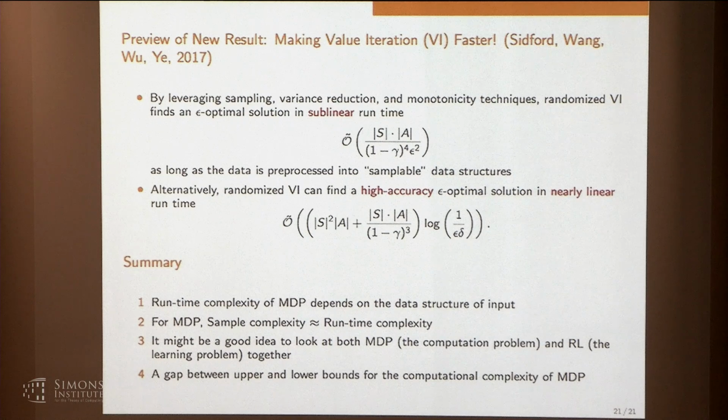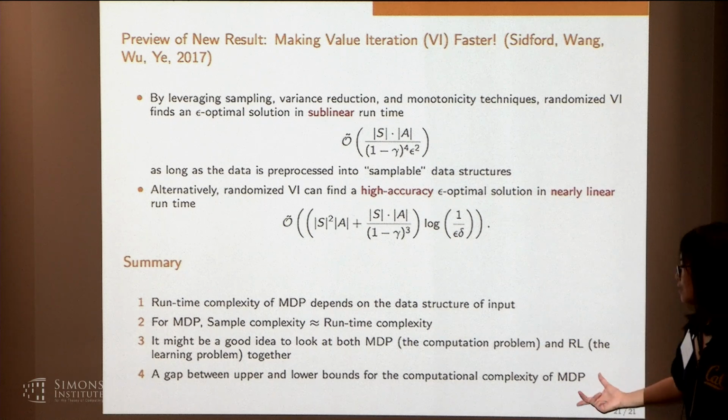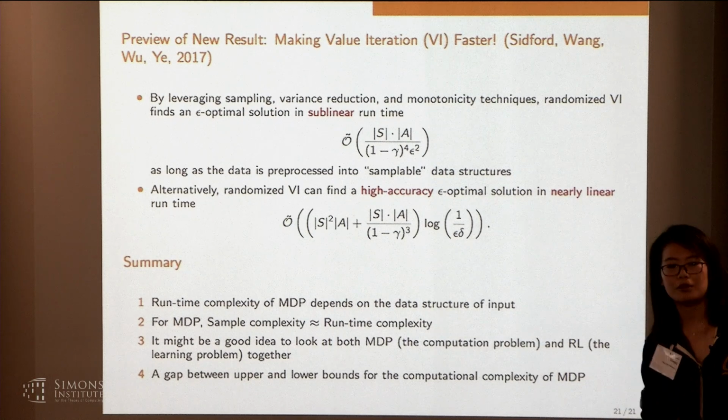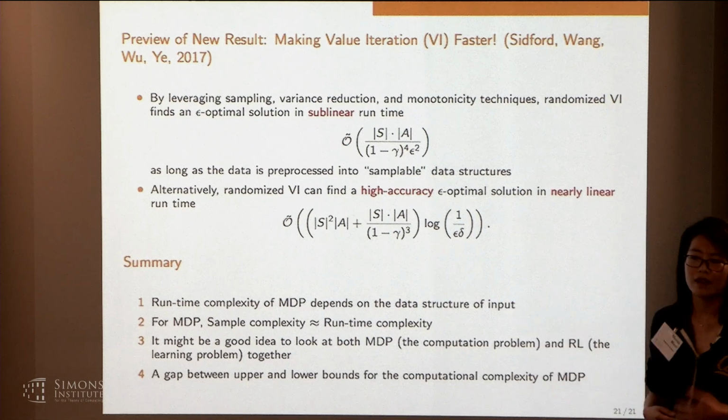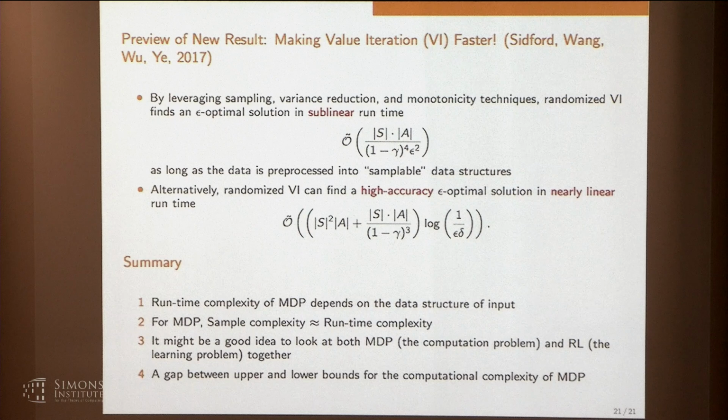Okay. And also we know that there's definitely still a gap between the upper and lower bound. We miss one factor of epsilon, and also the dependence on discount factor, mixing time, and range of ergodic distributions. All those dependencies are not clear yet. So that's the open question we have. Thank you very much.